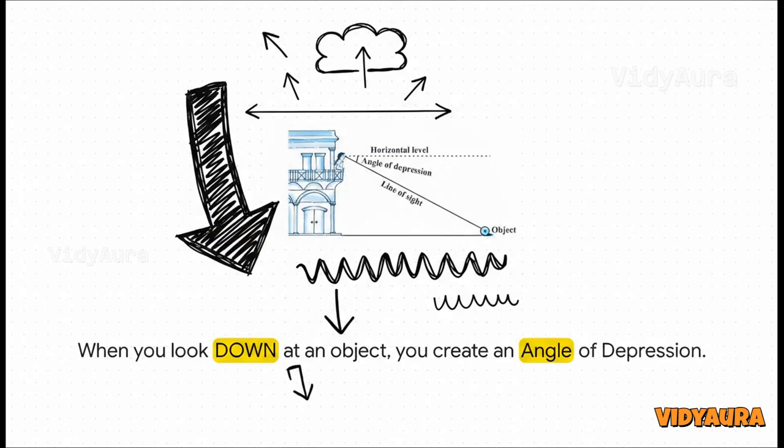And this image here shows it just as clearly. See? The person's up high, looking down. The horizontal is that straight line from their eyes, and the angle made by looking down to the object, that's our angle of depression. So it's really that simple, isn't it? Elevation is up, depression is down. If you can remember that, you are already halfway there.